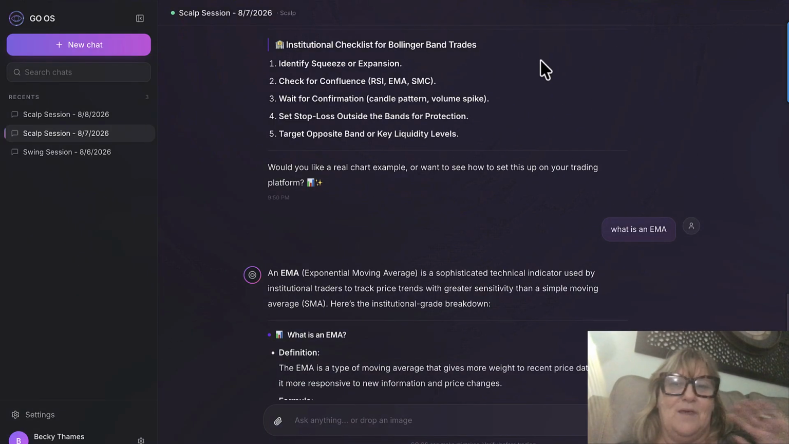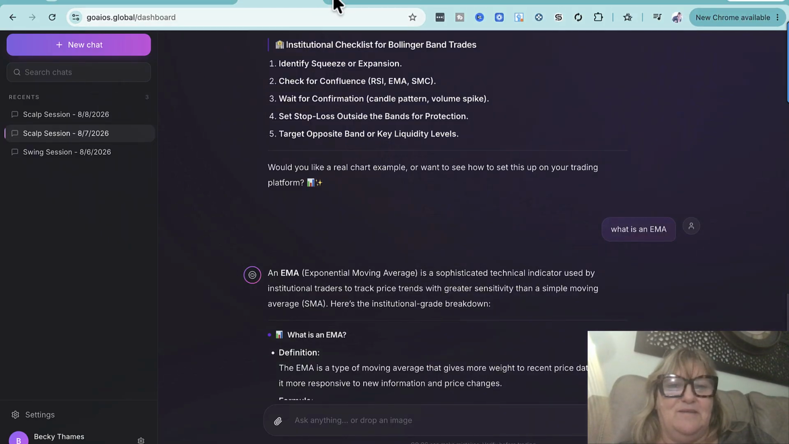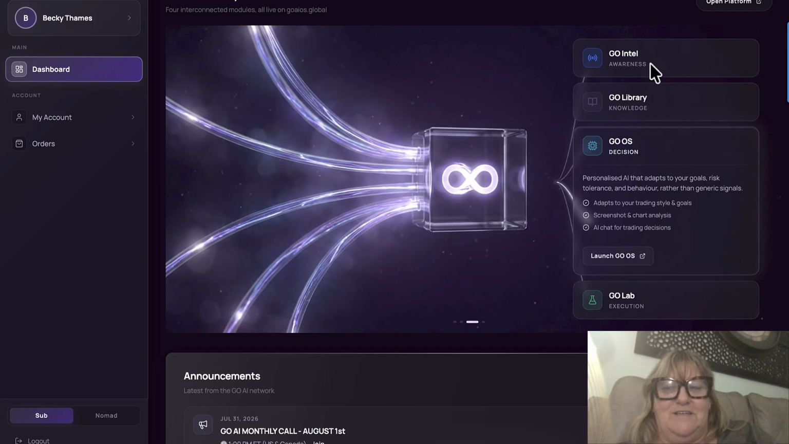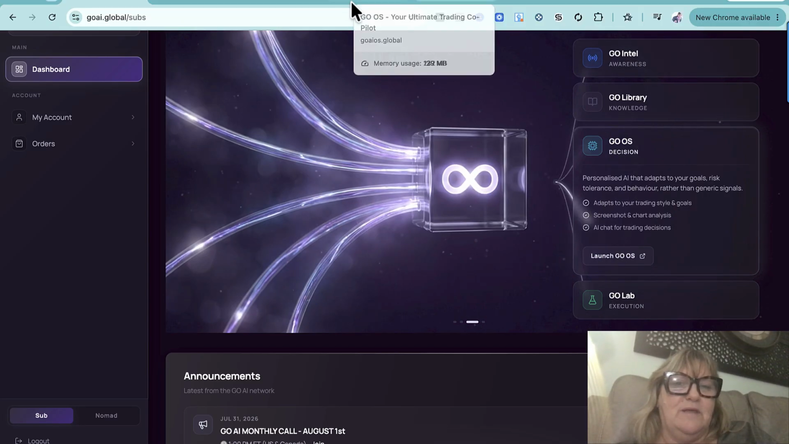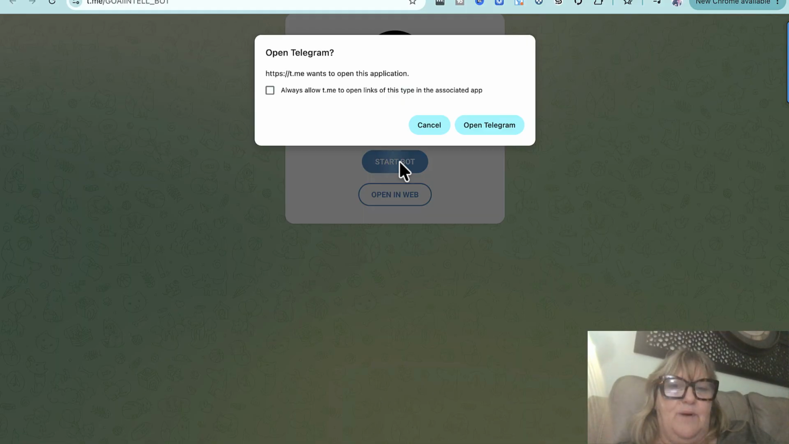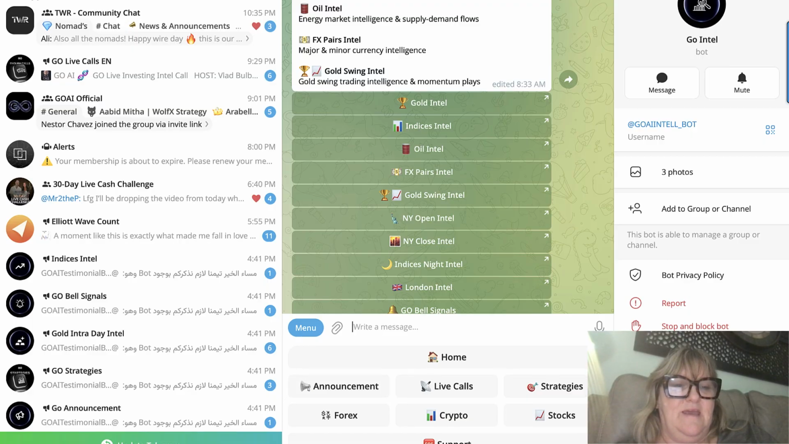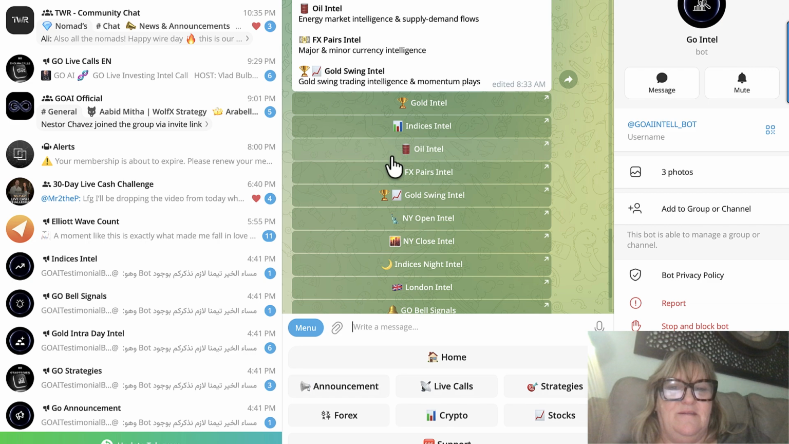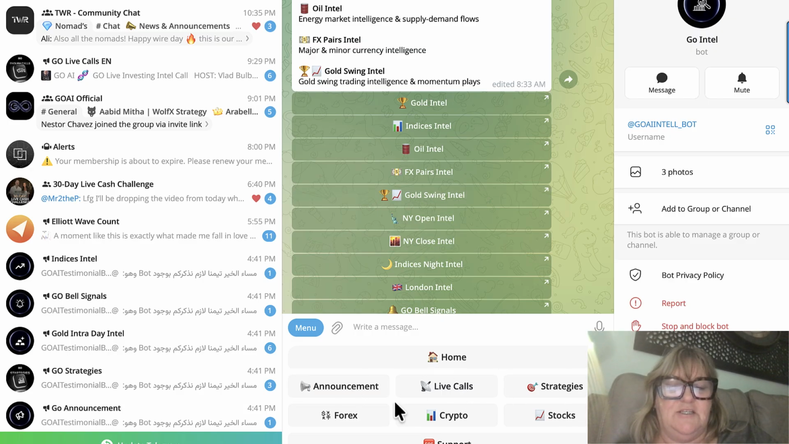And so this is just some of the things that I learned about it. But look, y'all, that's not even it yet. Go Intel. When you click that button to Go Intel, you're going to go over here and start the bot, and you can see all of these things that you can do. You can get signals for gold, the indices, oil, forex pairs, if you want to swing gold, if you want announcements, all the live calls, the strategies, forex, crypto, and stocks, all of that.